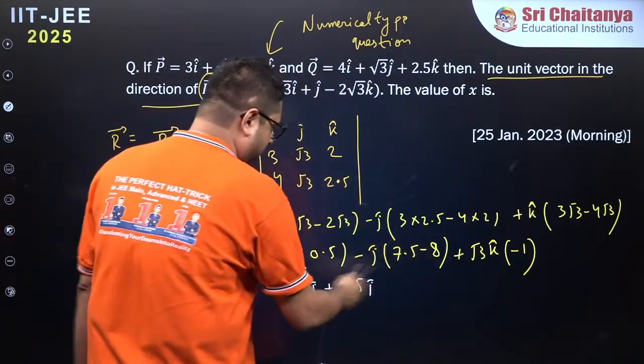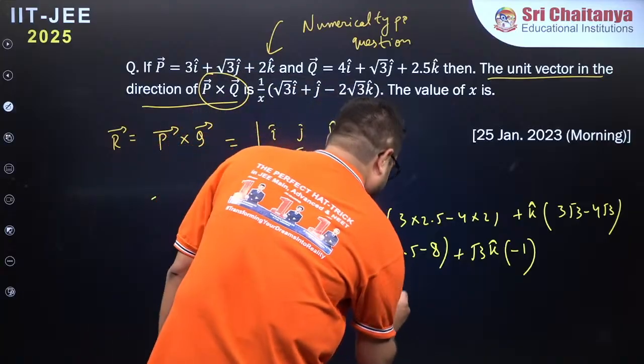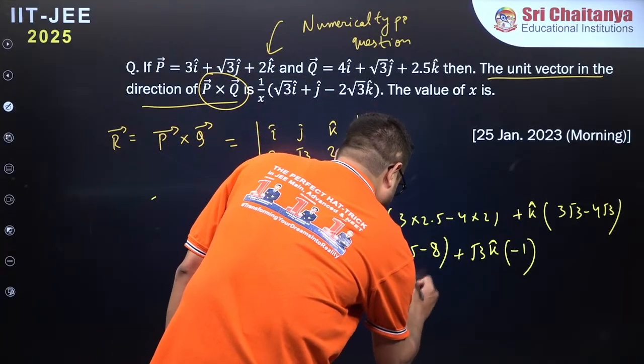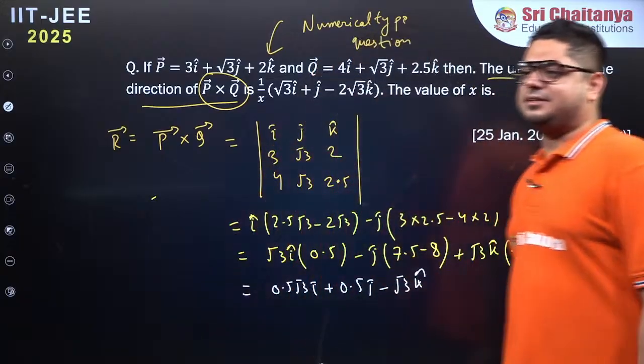8 minus 7.5 is minus 0.5, minus sign is there, plus 0.5 j cap, and over here I will be getting minus root 3 k cap. So are you getting this vector, everyone? If yes, give a thumbs up.